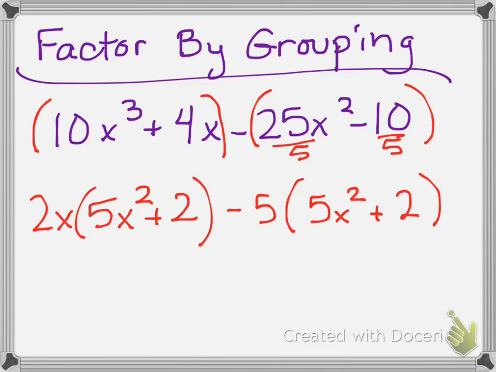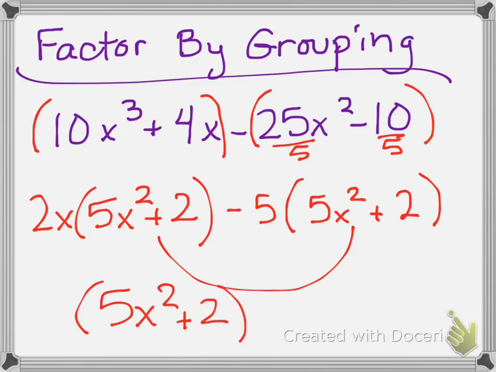Notice that the items in the parentheses match, and that's what we want to have happen. These 2 things in the parentheses need to be matching. If they are not matching, then you have done it incorrectly, or you're not finished. One of those 2 things is happening. So now these match. I've got 5x squared plus 2 in both of the parentheses, and I'm going to write that as my first binomial.